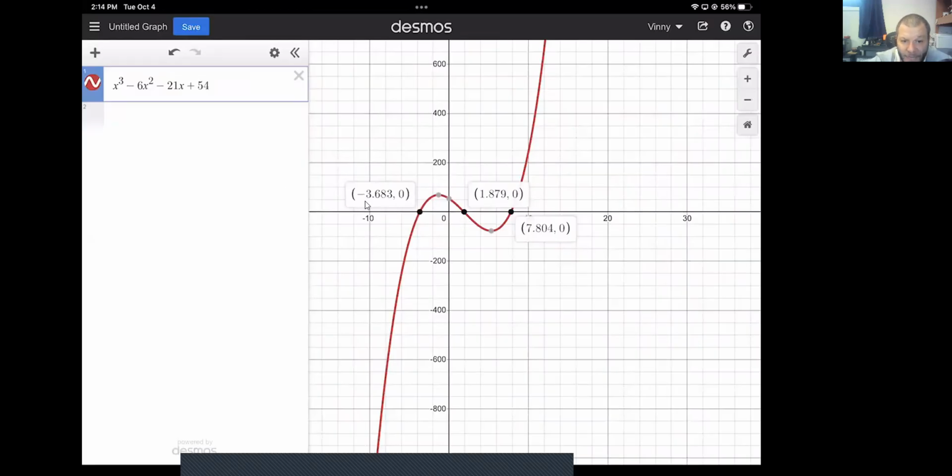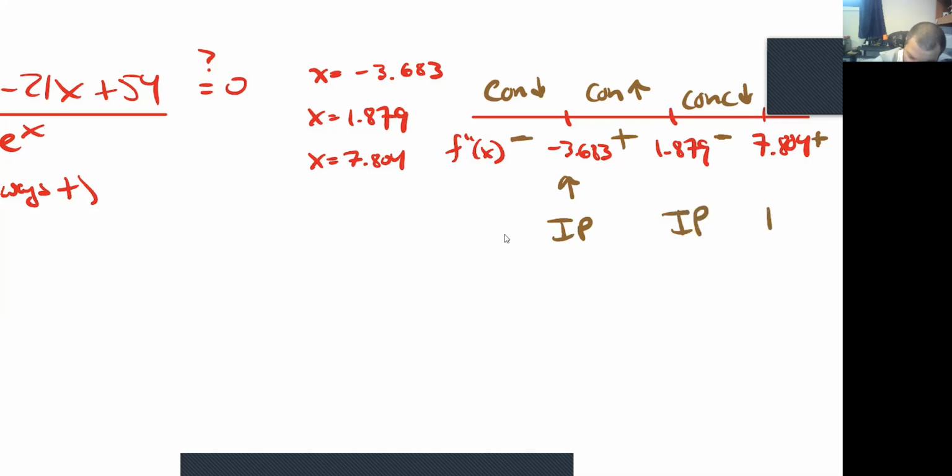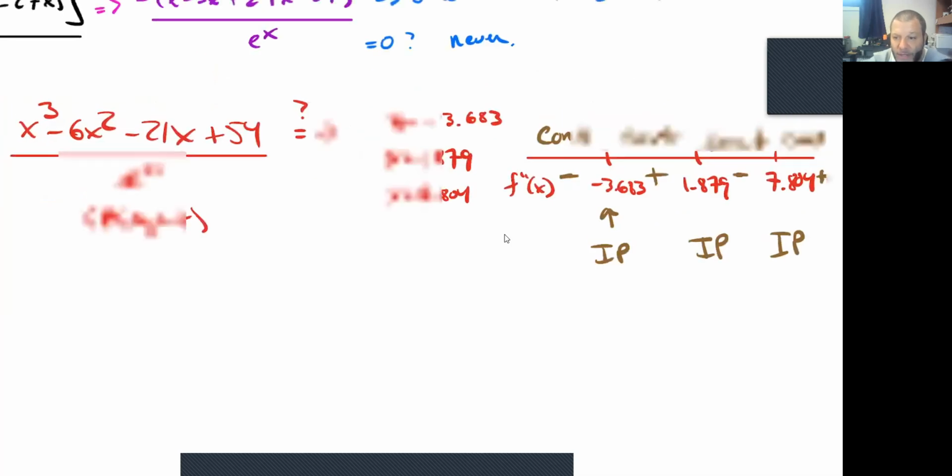Whenever we're less than negative 3.6, we're negative. Whenever we're between negative 3.6 and 1.8, we're positive. Then we're negative and we're positive again. So our second derivative is negative, positive, negative, positive. So we're concave down, concave up, concave down, concave up. Every time we switch concavity, we have an inflection point. So we have an inflection point when x is negative 3.683, at 1.879, and at 7.804.